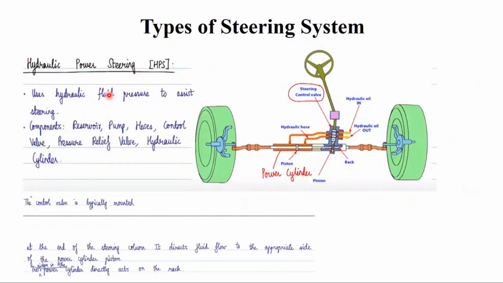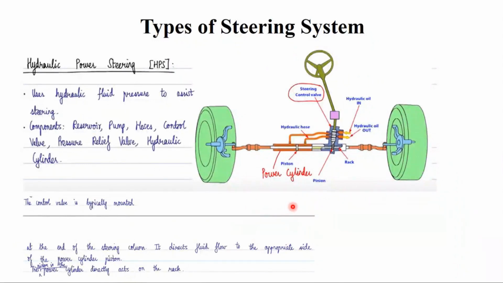In this power steering system, what happens here? It uses hydraulic fluid pressure to assist the steering. You have different components like the reservoir, pumps, and hoses. You see here, this is the system where you have the hydraulic components. It has the pump, the reservoir, the hoses, control valve, pressure relief valve, and the hydraulic cylinder, the power cylinder.